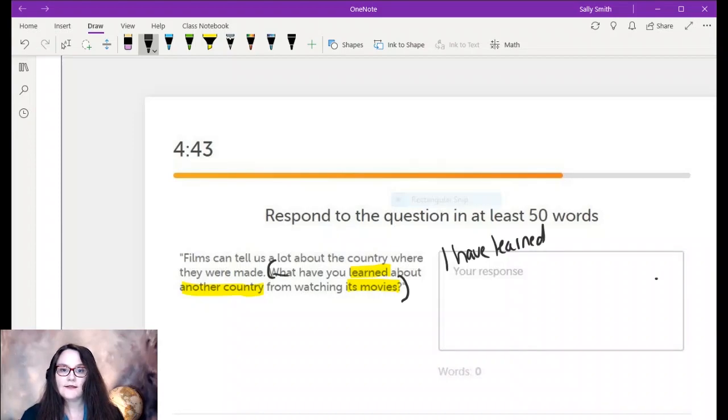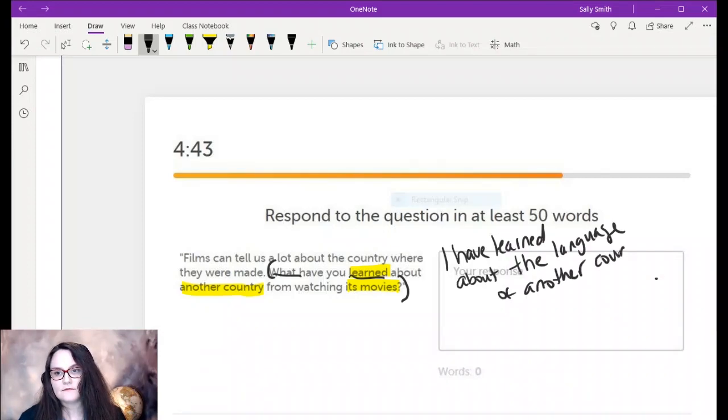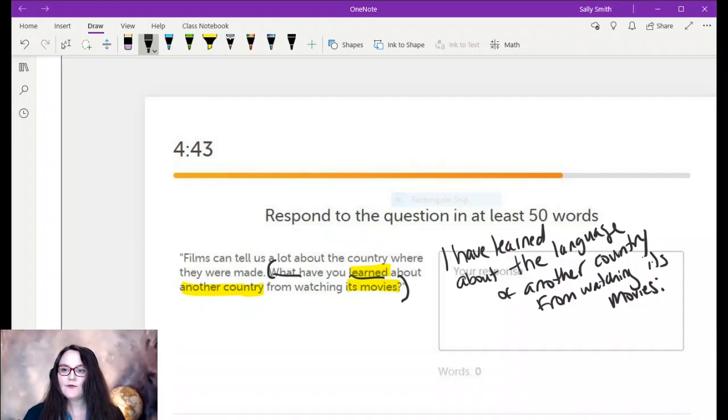Now this is the what. What learned? I have learned about. I'm going to choose the language because that's something that's on the top of my head. Okay, so there's my topic sentence. I have learned about the language of another country from watching its movies.